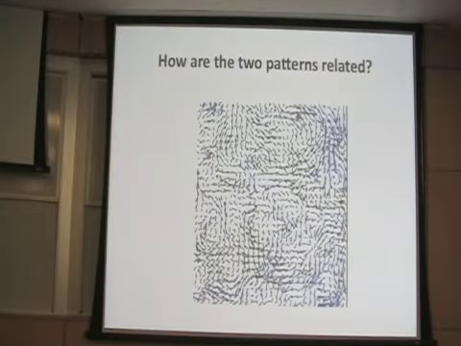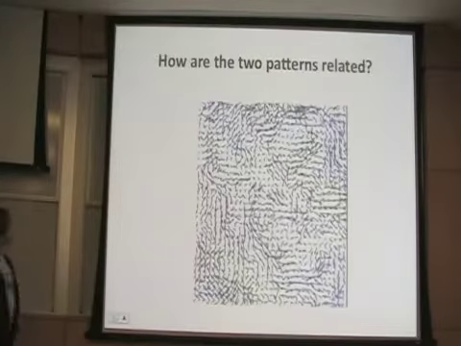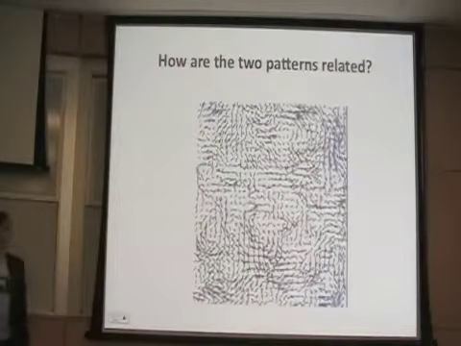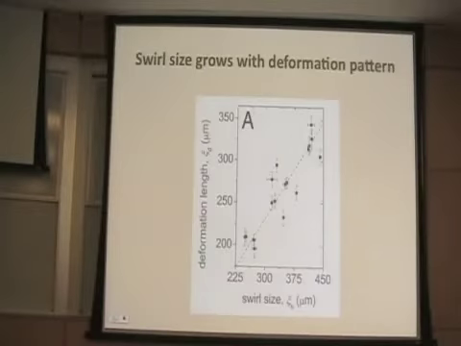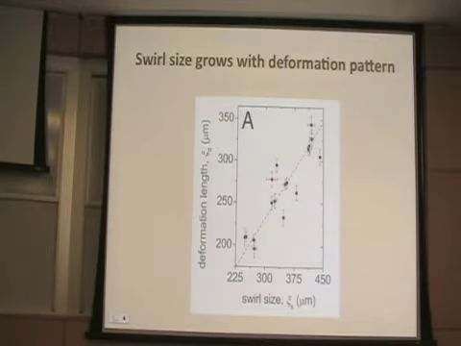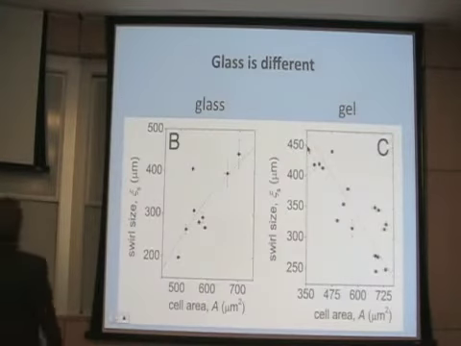So how are these patterns related? You can overlay the two PIV movies and stare at it for days, which I did, and I couldn't figure anything out. So instead, why not just plot the deformation correlation length versus the swirl size? Of course, they both grow in time, so they're going to both grow with one another. And they're of the same order. They're quite close in magnitude. So that's our first clue that the deformations are somehow guiding the motion of the cells.